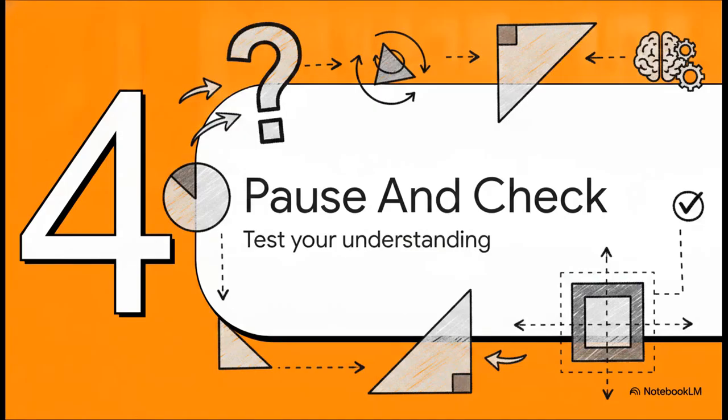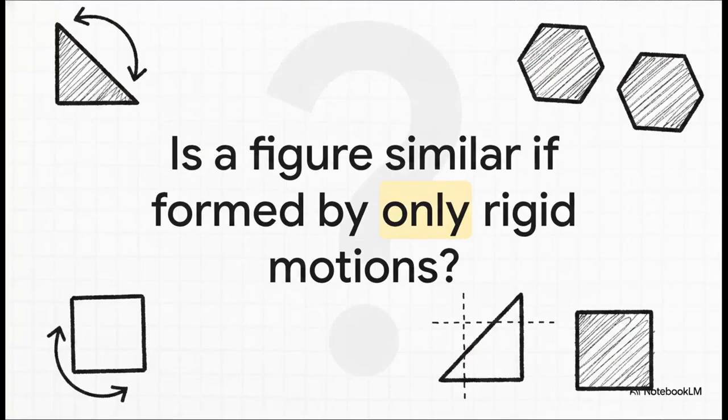Moving right along to Section 4, pause and check. Now, to make sure this is all really sticking, I'm going to invite you to pause this explainer and test your understanding. Here's your first scenario. If a geometric figure undergoes a sequence of only rotations and reflections, is the resulting figure similar to the original? Go ahead, hit pause right now. Think about our definitions of rigid motions and similarity and lock in your answer.